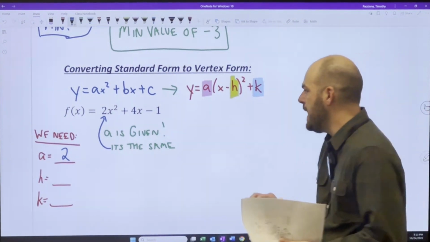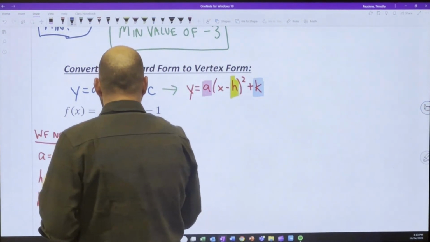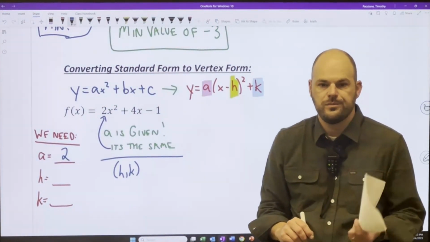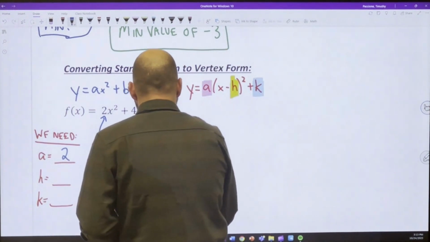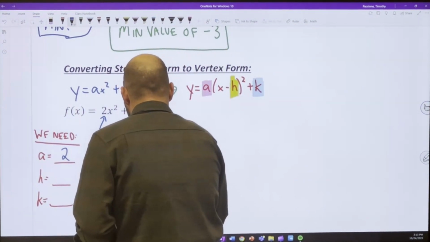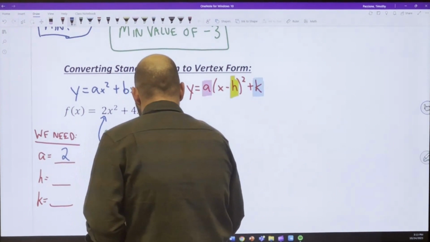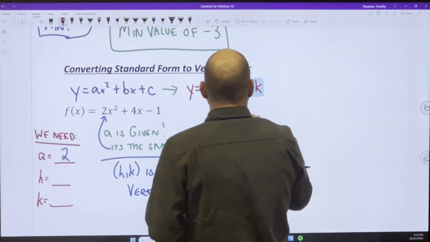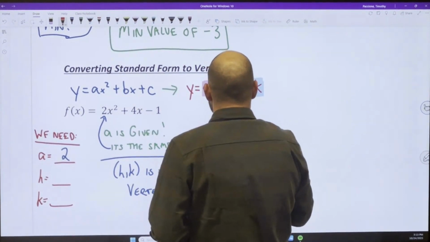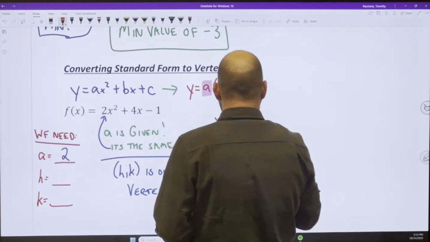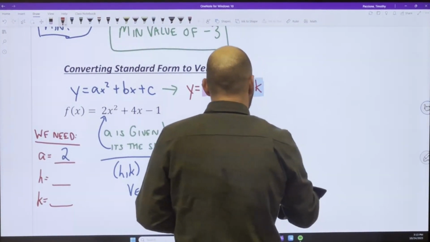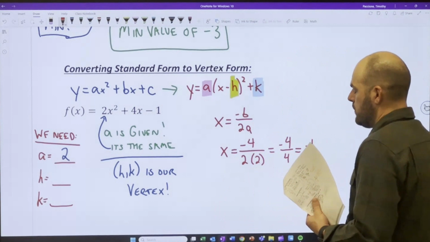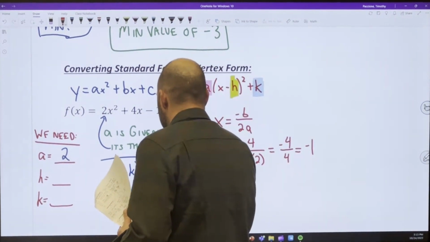How do we find our h and our k? Our h, k is what? Vertex. It's our vertex. So we're going to find another vertex. Okay, so we got to go back to our formula. X equals negative b over 2a. X equals negative 4 over 2 times 2. Negative 4 over 4, that's negative 1. So our vertex so far is negative 1 something.